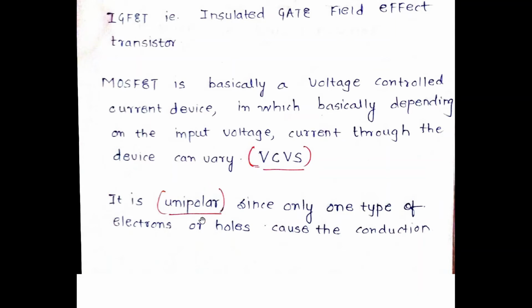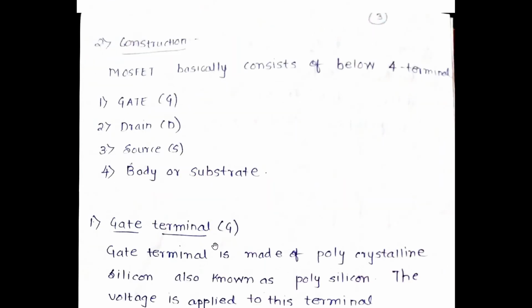It is also a unipolar device. For example, a BJT was a bipolar device. Why? Because we had the holes and the electrons both contributing towards the current. Here, the MOSFET is a unipolar device, since only the electron or the hole contributes towards the conduction.